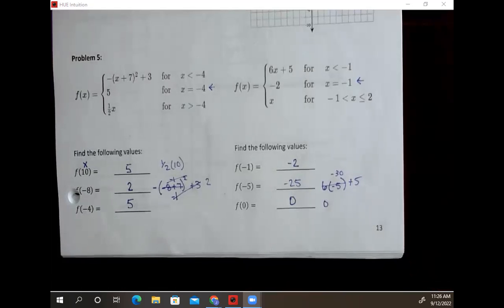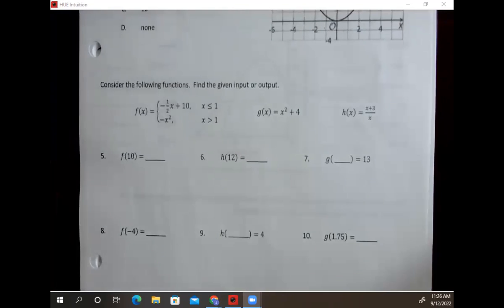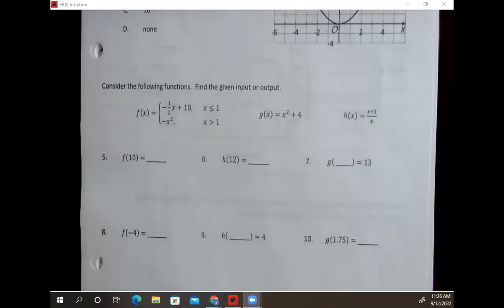Your homework for tonight, pages 14 and 15, be careful at the bottom of page 15. You've got 3 different functions there, and one of them is piecewise. So pay attention to which function you have. And then if you have f, make sure you're plugging your x value into the right piece of that piecewise function.